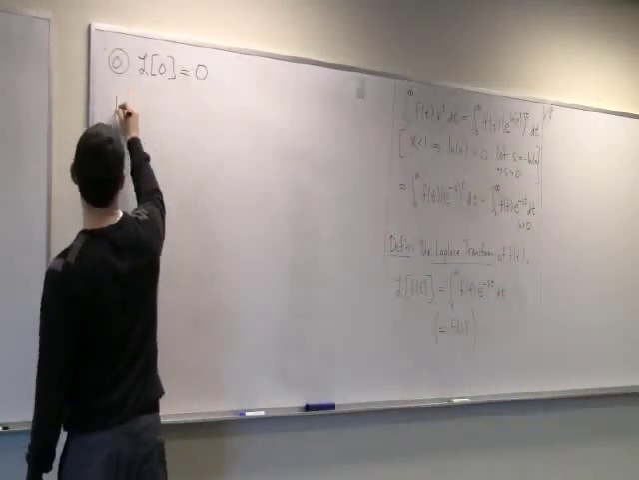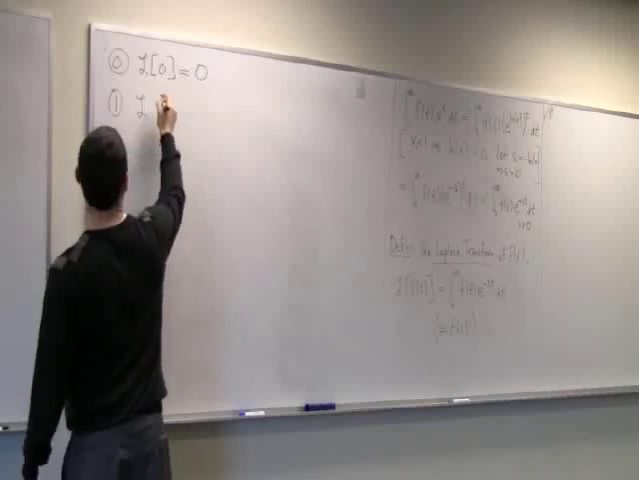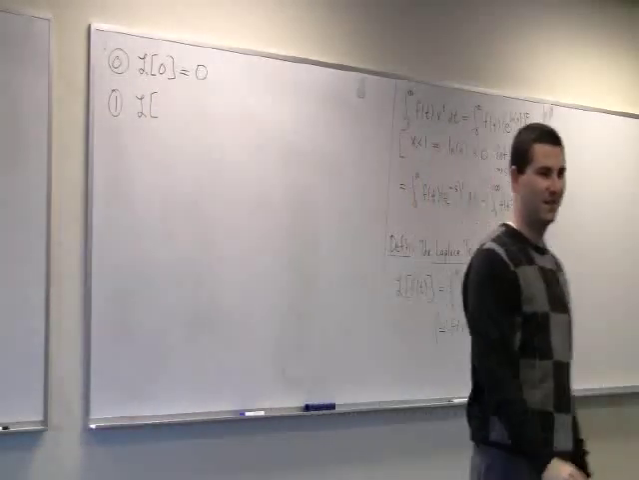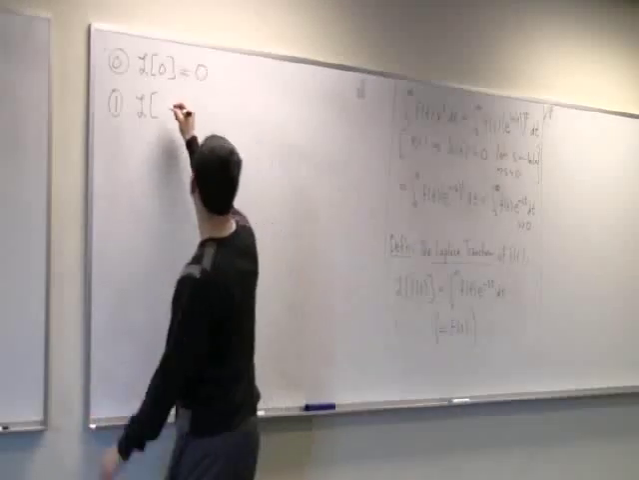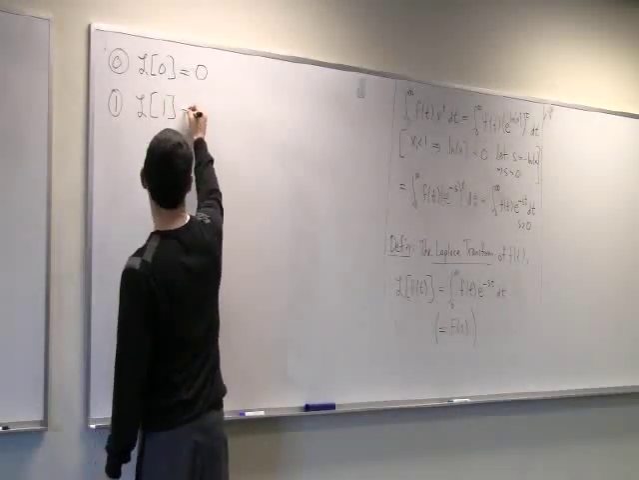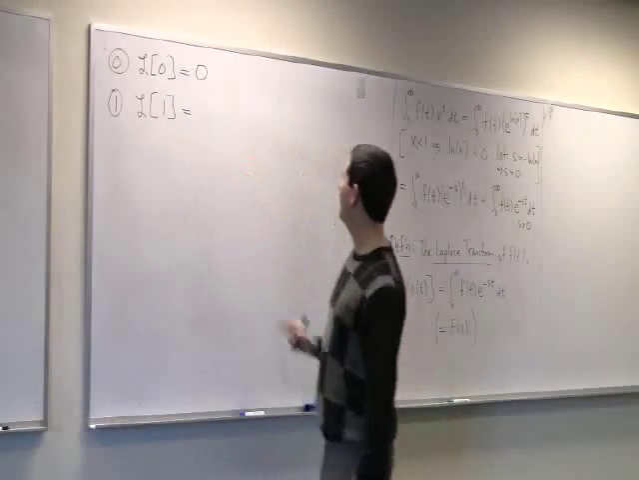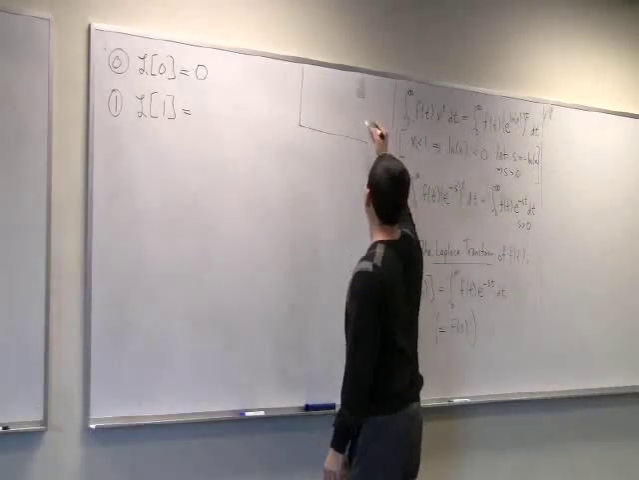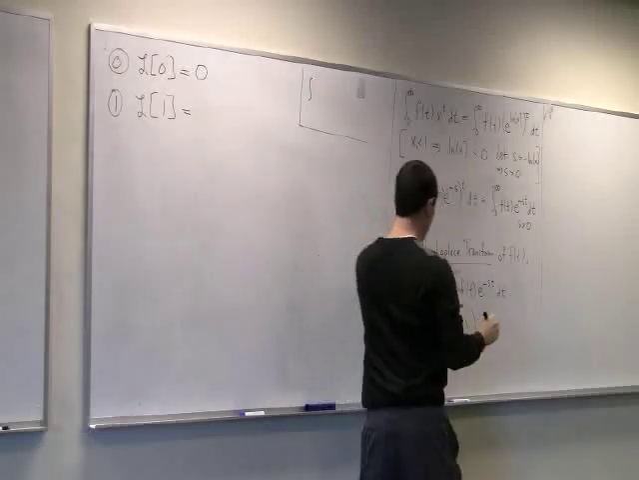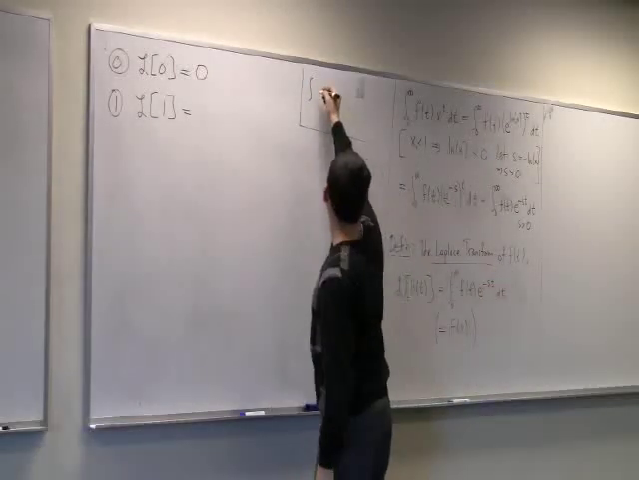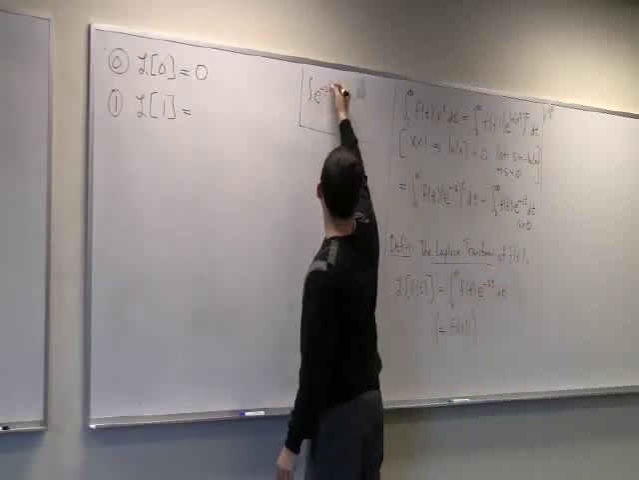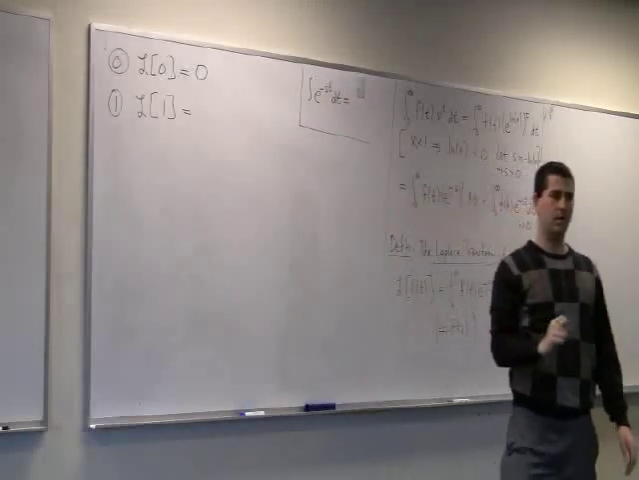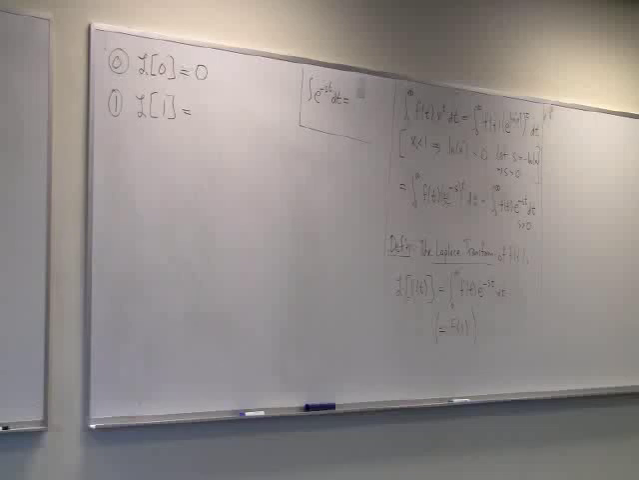Okay, so what's the next easiest function you can think of? 1. Okay. All right. Now, before I do this, let's just recall one thing. You can imagine why it's going to be important to know this. What's the antiderivative of e to the minus st? Ben can do this in his head.